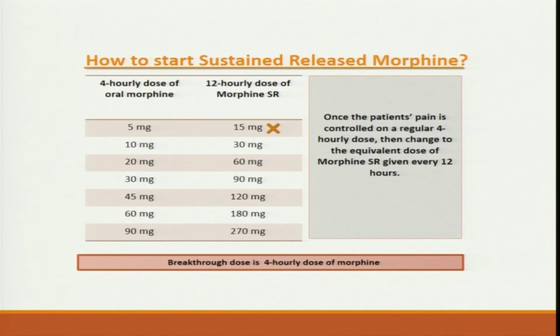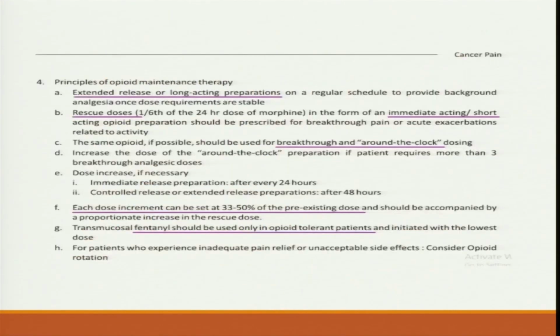How to start sustained release is like converting. Immediate release dose multiplied by 3 is the sustained release dose. So, breakthrough pain dose is the 4 hourly dose of the morphine. So, if patient is on 10 milligram 4 hourly and he gets intermittently very severe pain, one extra tablet of 10 milligram he can take during that time whenever he is getting a pain episode intermittently.